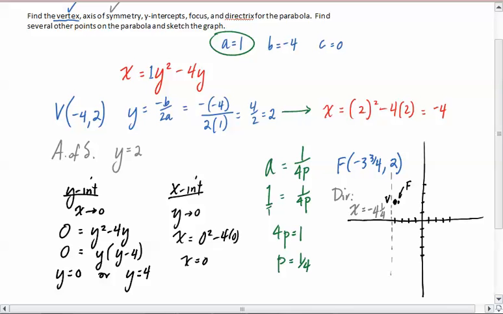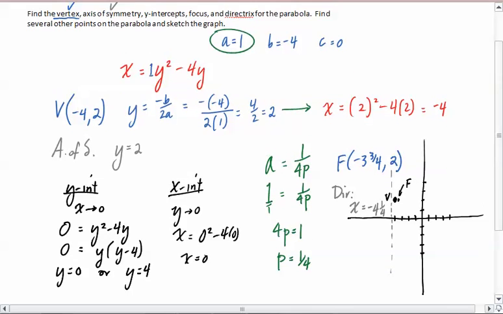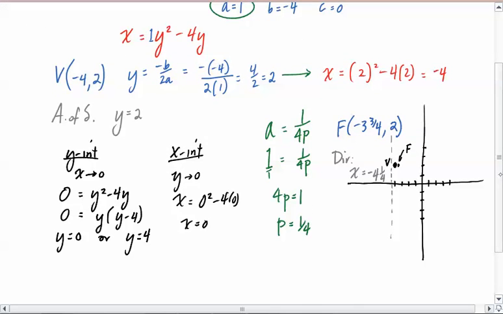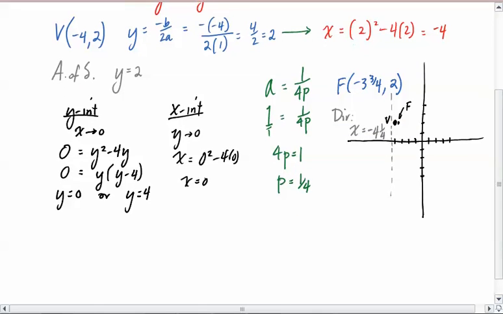Now, the very last thing that they want us to do is to, okay, we got the directrix and there's the focus. We got the y-intercepts there. Very last thing they want us to do is to find several other points on the parabola and then sketch. So I'm going to make just a table of values. They want us to find a few more points, so we're going to. Here we go, make my table of values.